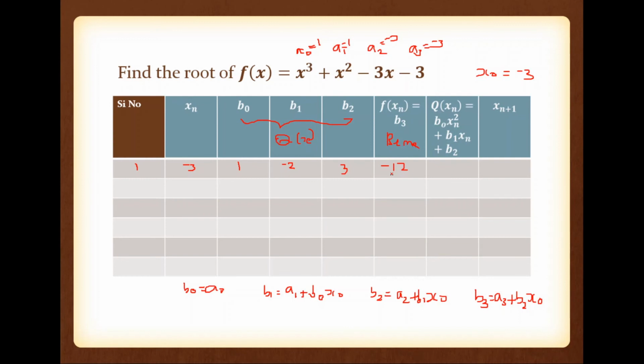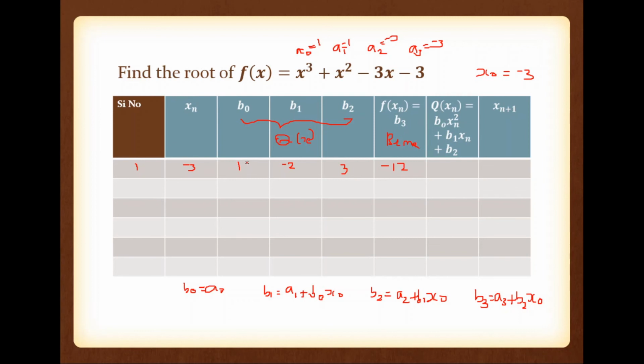Is it okay? So this is minus 2. Please note this B3 is nothing but f of x0. So we have f of x0. Now we have quotient Q of x. If it is x cube, then Q of x is equal to B0 x square plus B1 x plus B2. Am I correct? So that is the quotient.